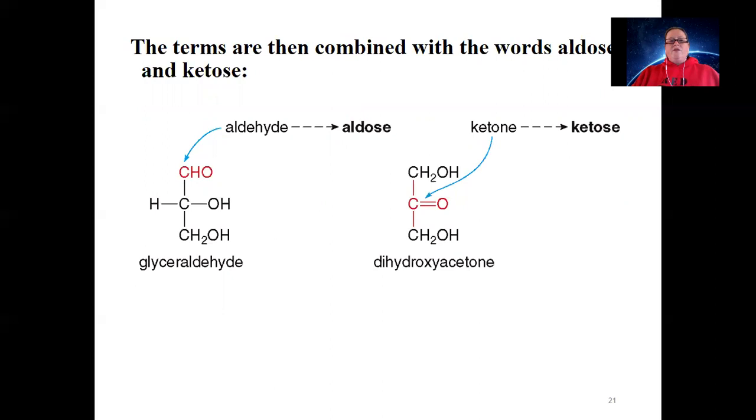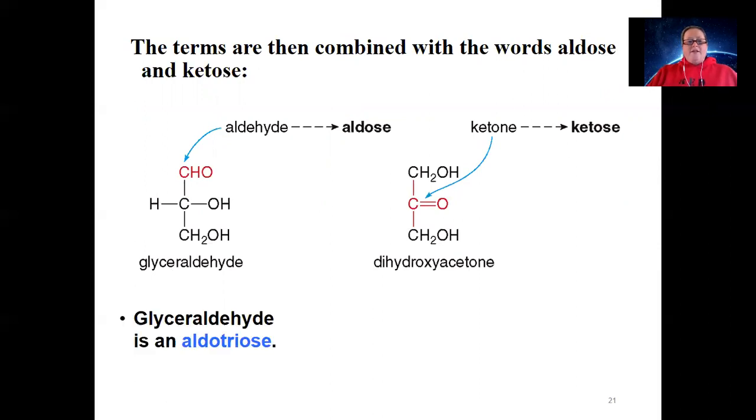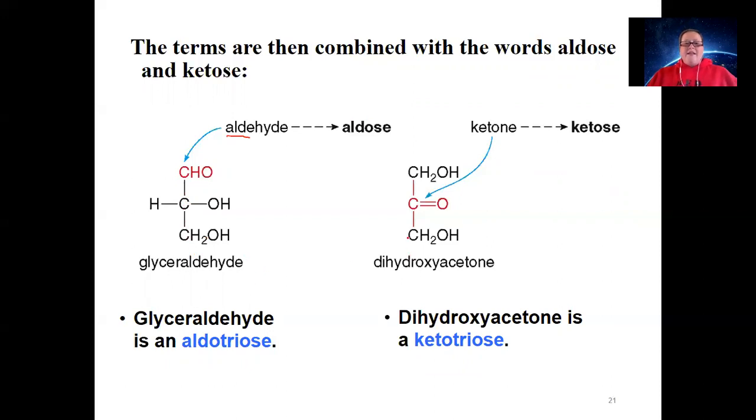Now, what we do is we combine the word aldose and ketose with this numbering scheme, and that makes glyceraldehyde an aldotriose. Aldo for the aldehyde, tri for 3 carbons. And this dihydroxyacetone is a ketotriose. So it is a ketone. There are 3 carbons. 1, 2, 3. So it is a ketotriose.